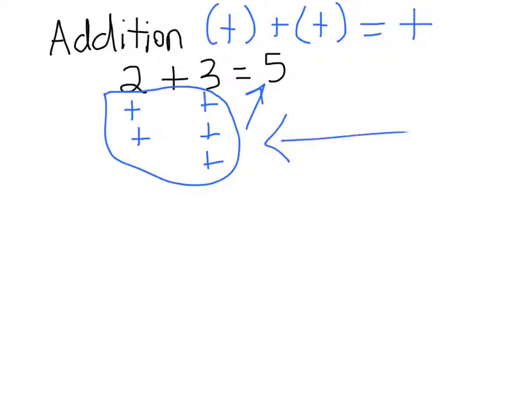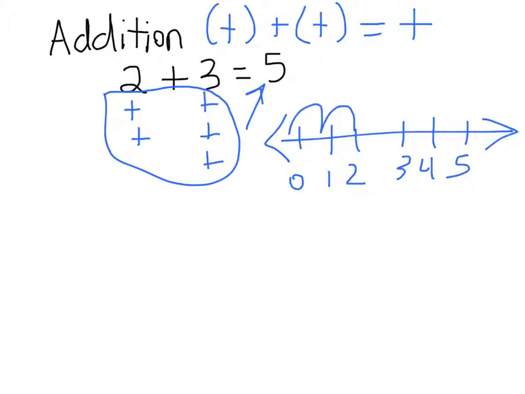line each time. If you think of a number line, here's 0, 1, 2, 3, 4, 5. The first integer you would hop over 2. The second integer you would hop over 3, ending at positive 5. You hop to the right each time because they're positive.